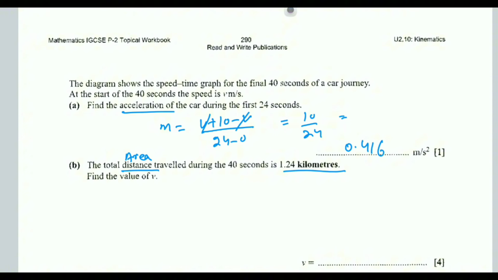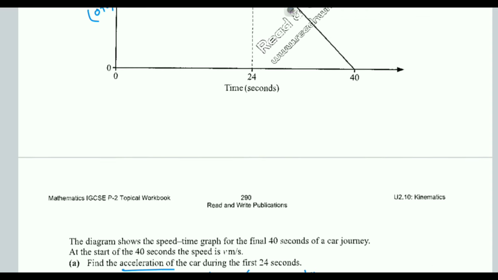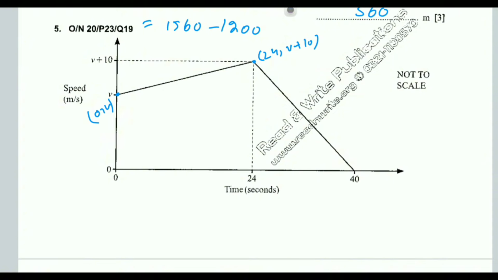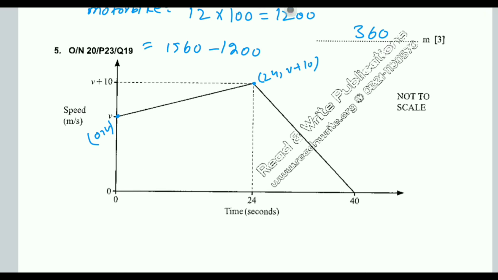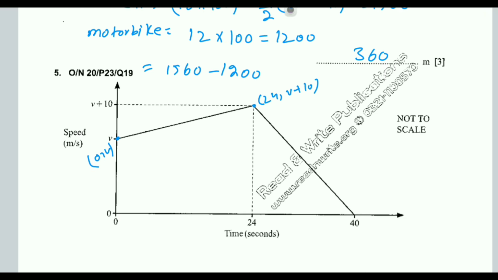So we have to convert the distance into meters. So 1.24 times 1000 is 1240, because the other value, speed, is in meters per second. So 1240 is the area of this part, and this is a trapezium.